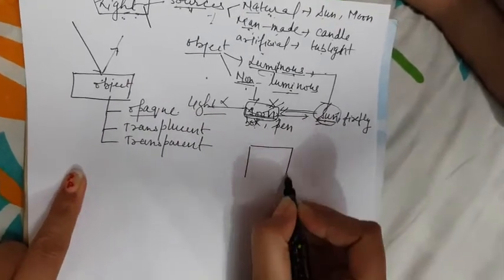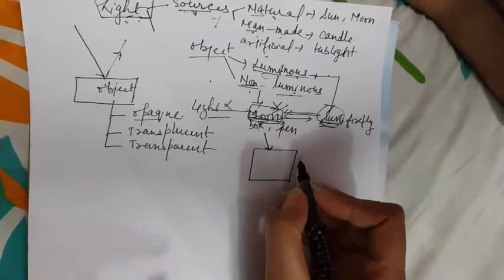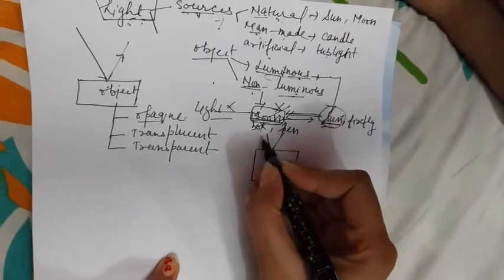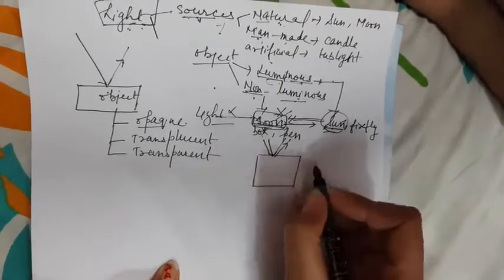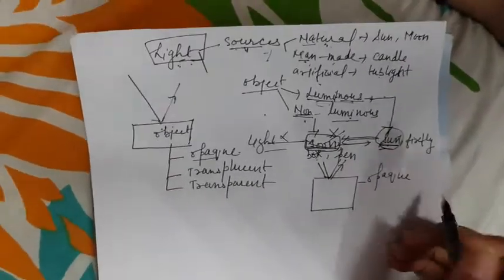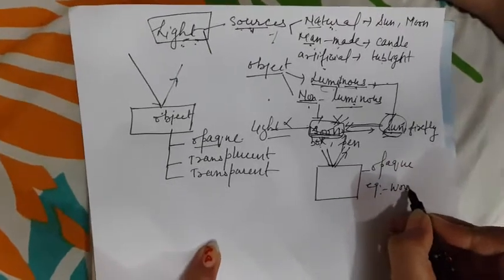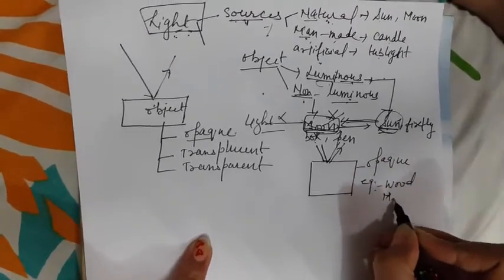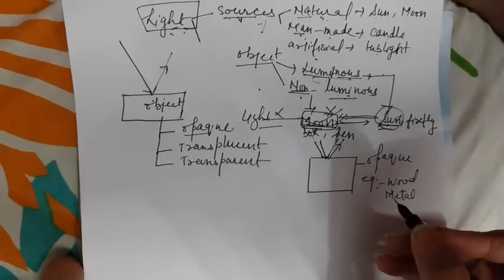Suppose the light rays are falling on this object, they will reflect the light. They will never allow the light to pass through them. They are known as opaque objects. Examples are wood and any kind of metal. It can be steel, iron, or hard plastic also.